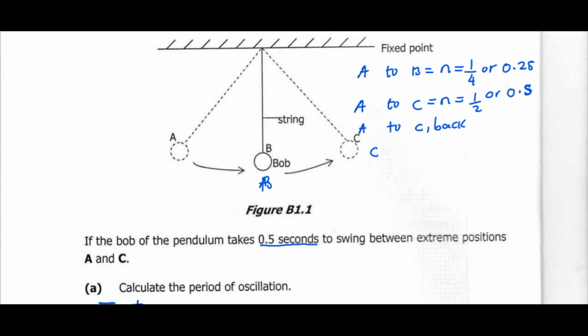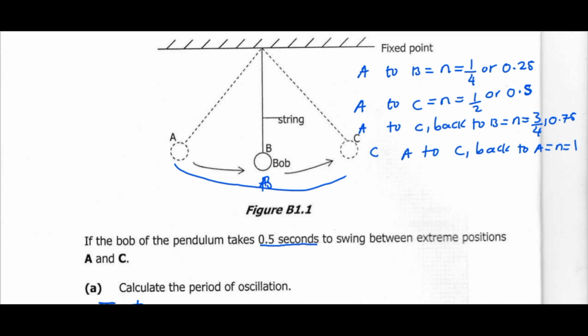Now what if it moves from A to C, then back to B? Then the number of oscillations N will be equal to 3 over 4, which is the same as 0.75. Now for the last point, we'll say A to C, back to A, to its original position. The number of oscillations is 1. So for us to have 1, the bulb must move from A to C, then back to A.